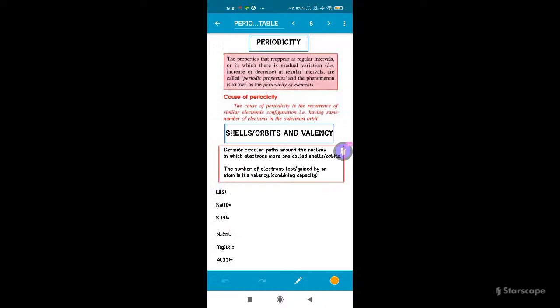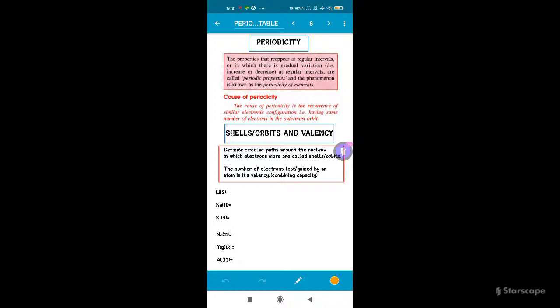Now let's talk about periodicity. What do you mean by periodicity? There are certain properties in elements such as atomic size or maybe the amount of energy required to form an ion. We are going to learn about that in the next lecture. But these properties are repeated regularly. I told you why properties are repeated, because of its arrangement.